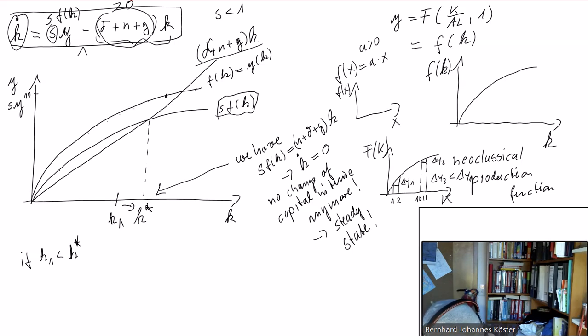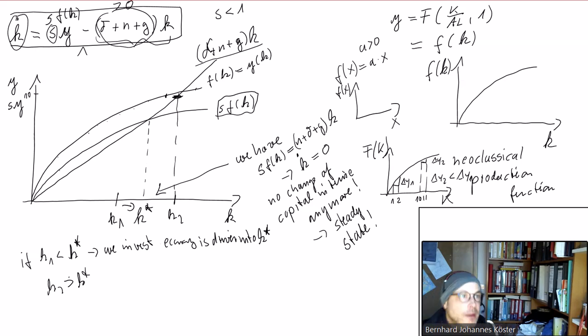And if we take some k, we invest and the economy is driven into steady state k star. If k2 is larger than k star, what do we have?